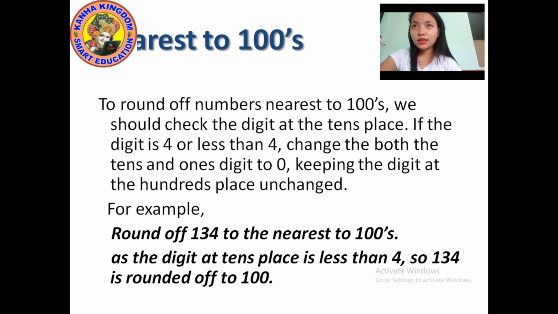So you have to change the tens and ones into 0, keeping the digit at the 100th place unchanged. You don't have to change the digit at the 100th place. You have to change the digits at the ones and tens places to 0. That means as the digit at the tens place is less than 4, 134 is rounded off to 100.